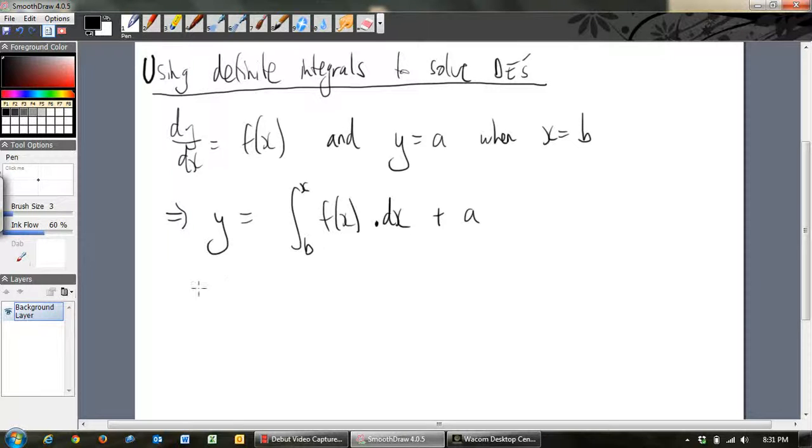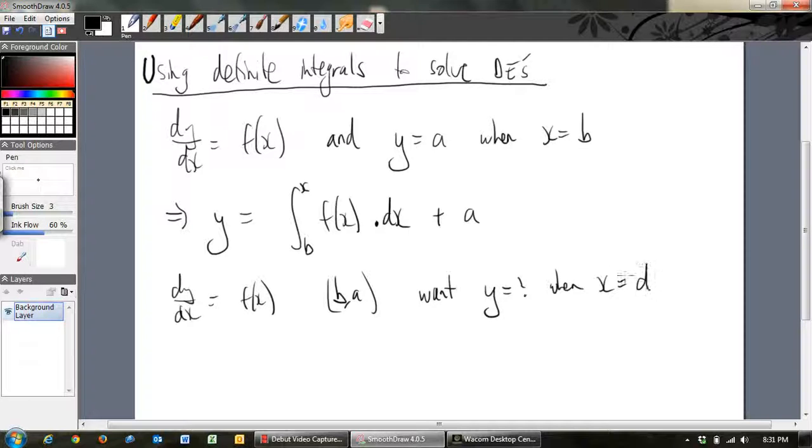Probably even better, if you've got the same situation, dy/dx is equal to f of x, and you've got some other point, a, b. No, it's the other way around. I just did that badly, so I'm sorry. You've put the other point b, a. And you want to know what y is equal to when x is equal to, let's say, some other point d or something like that.